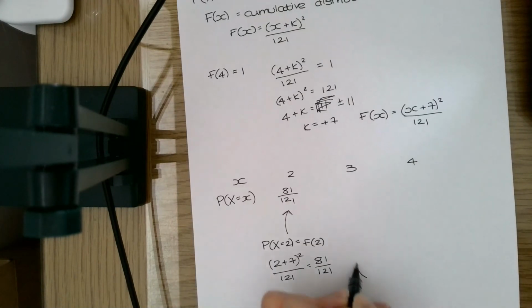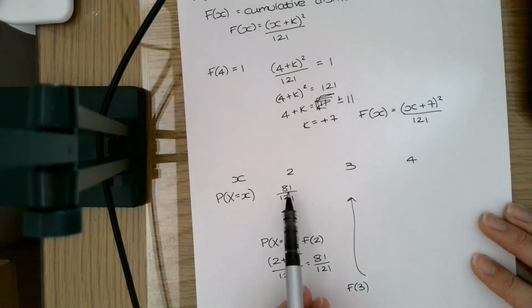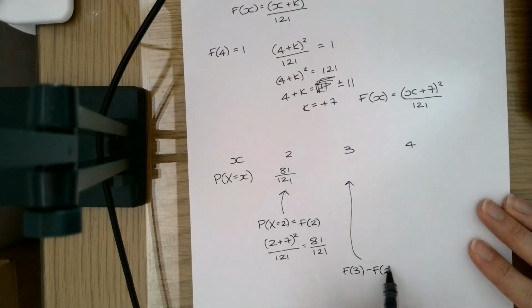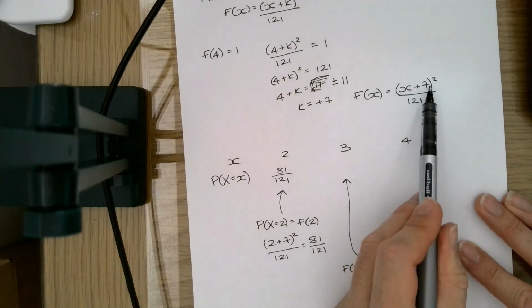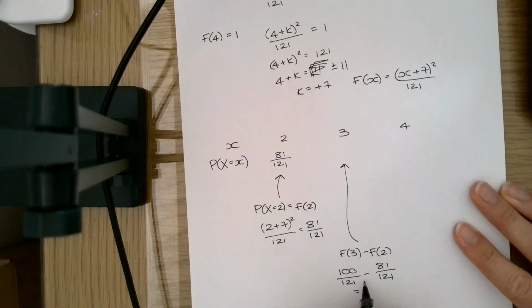For 3, we can work out F(3), but that will give us the probability of 2 and 3. So we have to take away F(2). F(2) we know was 81 over 121. F(3), (3 + 7)² over 121, would give us 100 over 121, which is going to give us 19 over 121.